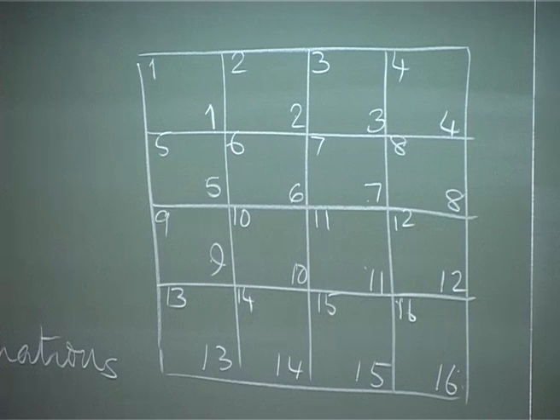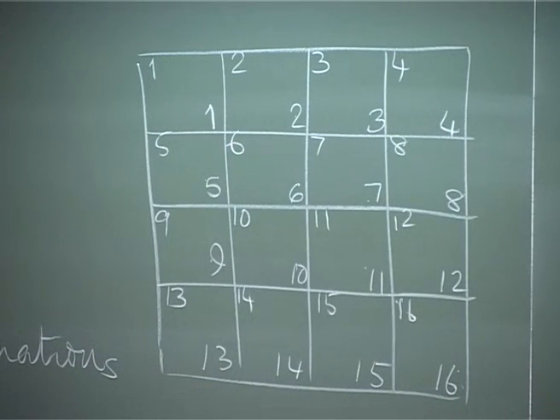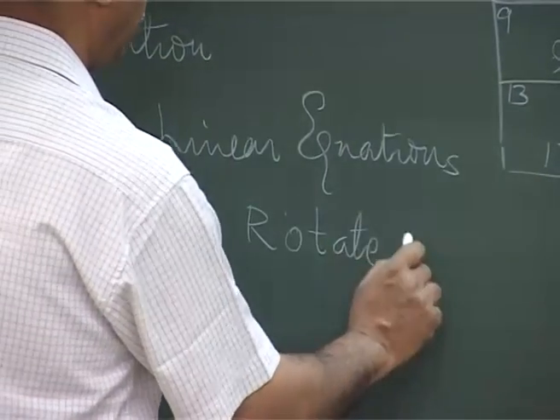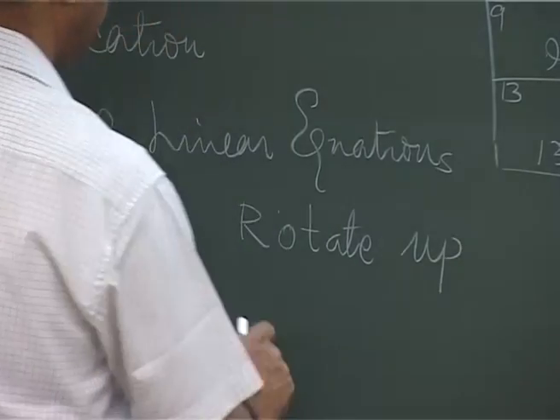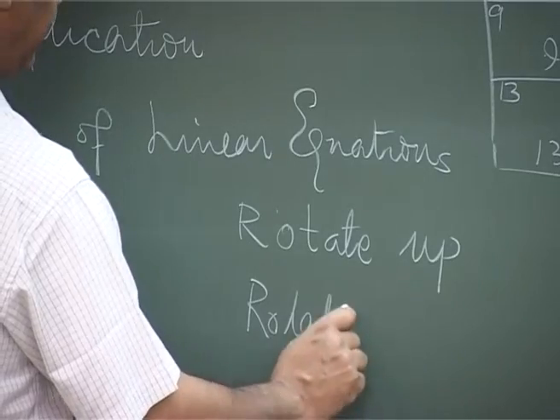And we have one thing is that diagonal elements are already transposed. You don't have to touch it. Right? Now we define the two operations. One is rotate up. Another one is rotate left.